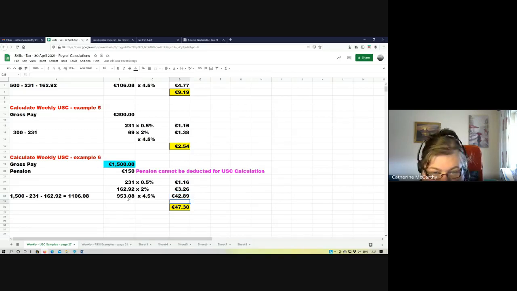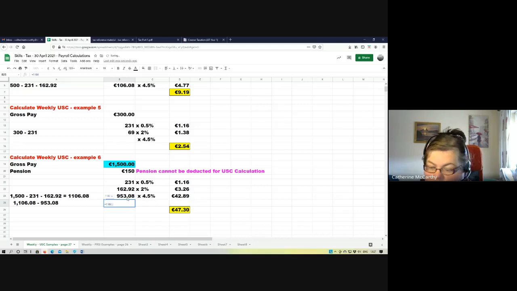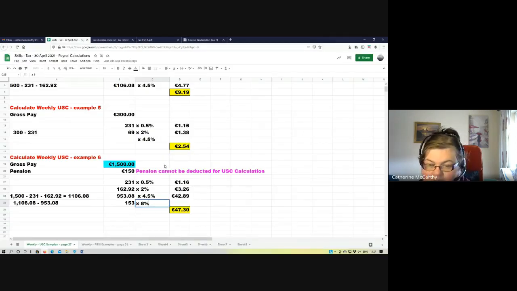Which is 42.89. And then the balance, which is 1106.08 less 953.08, which is 153, and that's going to be USC. So everything over, once we've used our first band, our second band, our third band, everything over that is USC at 8%. So by 8%, which is 12.24.